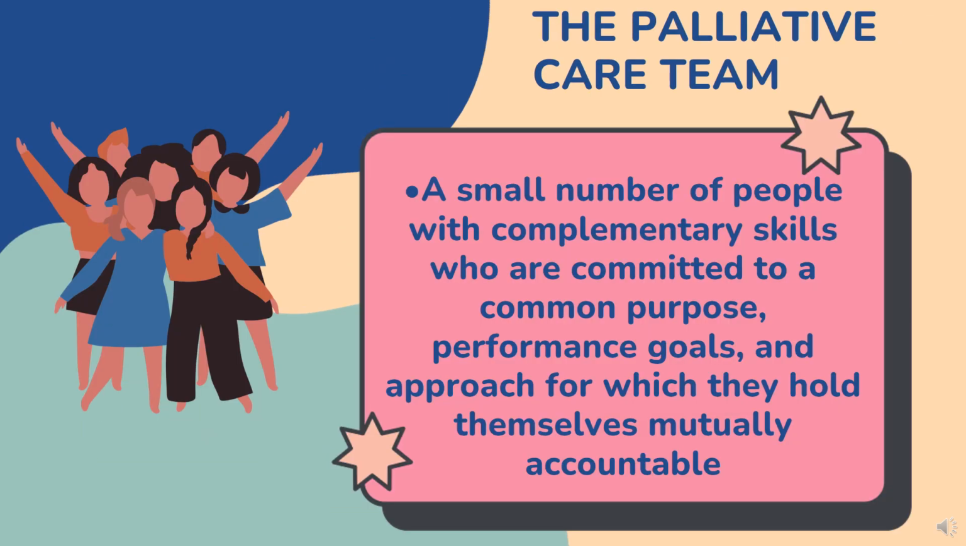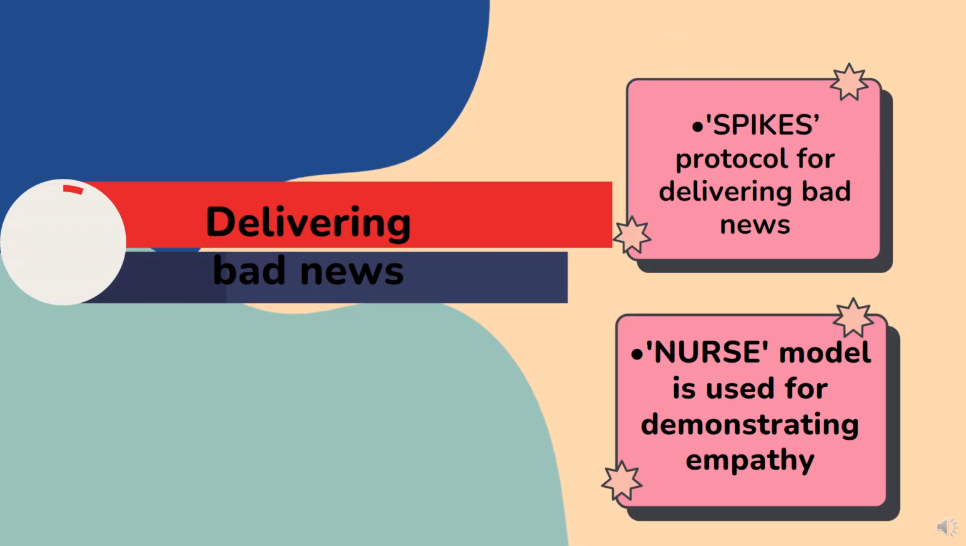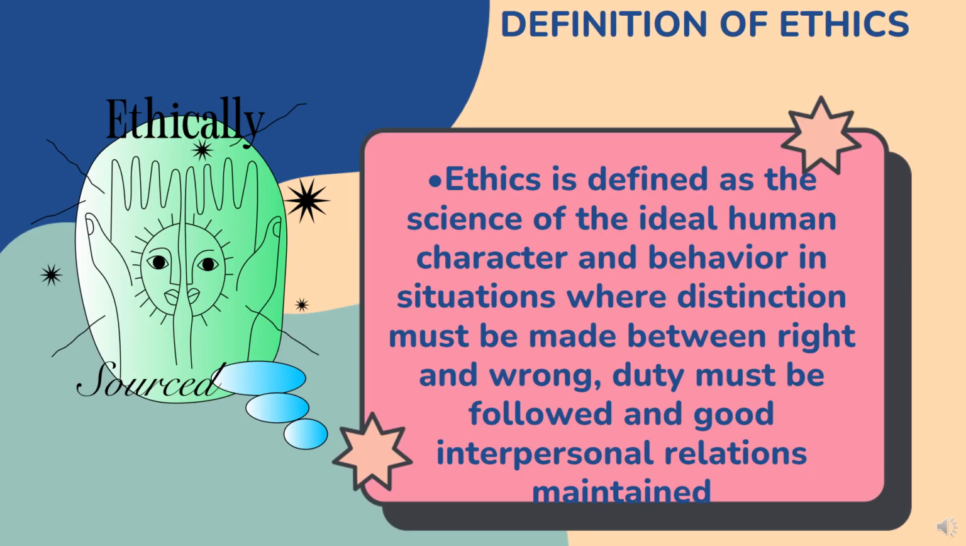The palliative care team, who are they? A small number of people with complementary skills who are committed to a common purpose, performance goals, and approach for which they hold themselves mutually accountable are called a palliative team. And delivering bad news: SPIKES protocol for delivering bad news. NURSE model is used for demonstrating empathy. So, SPIKES is nothing but a protocol for delivering bad news, and NURSE is used for demonstrating empathy.